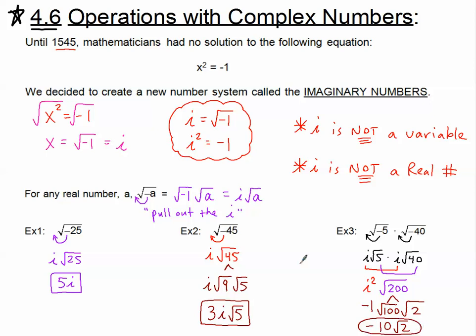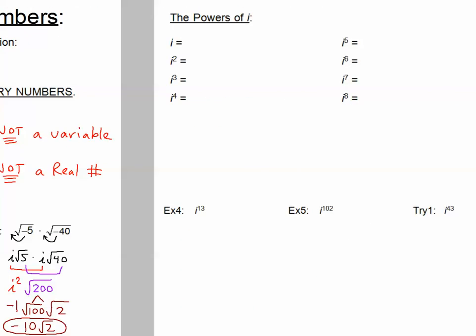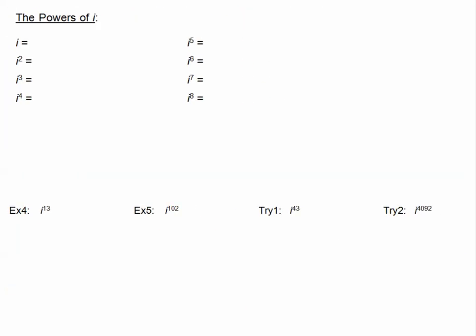So this is some beginning things with our complex numbers. Pull out your square root of negative 1 first, and then simplify your radicals as you've learned in a previous class, Algebra 1, and you learned some in geometry. What I'd like to focus on in this tutorial is the powers of i.